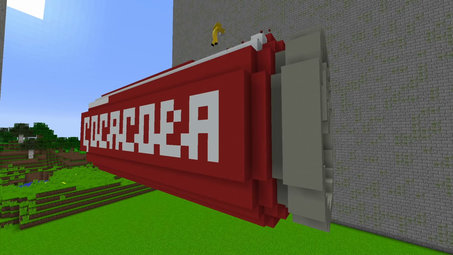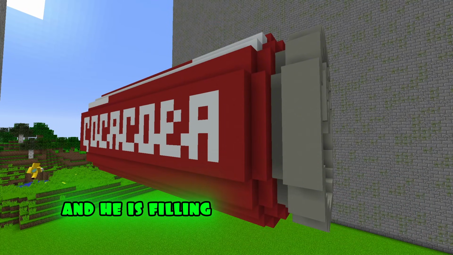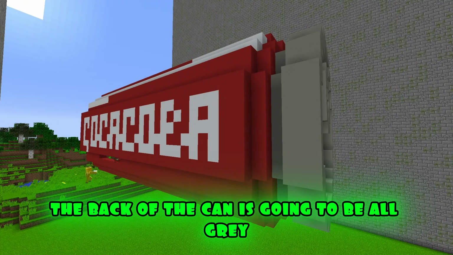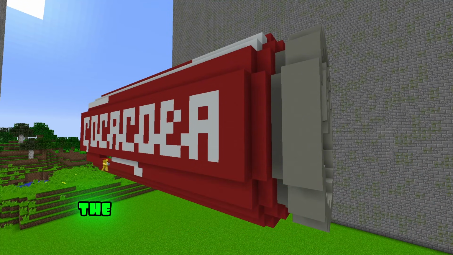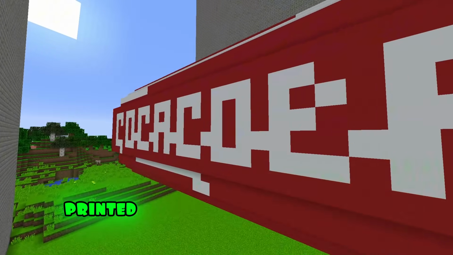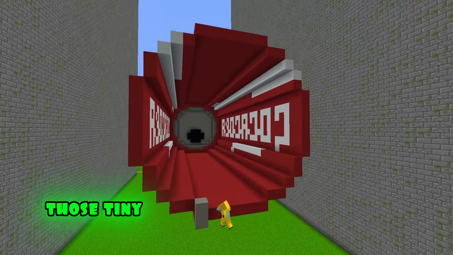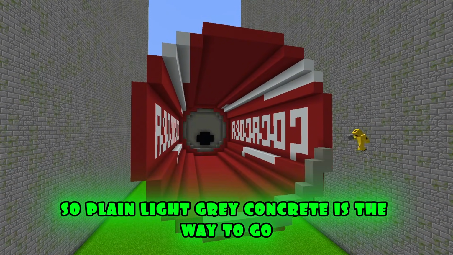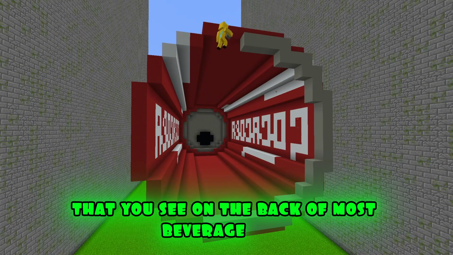Banana Kid is flying around to the back of the can now. He has light gray concrete in his hand, and he is filling in the entire back surface with it. The back of the can is going to be all gray, representing the bare aluminum of the can body. On a real can, the back often has nutritional information, ingredients lists, and recycling symbols printed in small text on the metal surface. But at Minecraft scale, those tiny details would be impossible to recreate, so plain light gray concrete is the way to go. It gives the visual impression of the unpainted aluminum that you see on the back of most beverage cans.